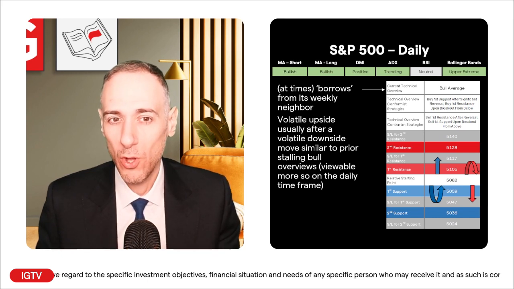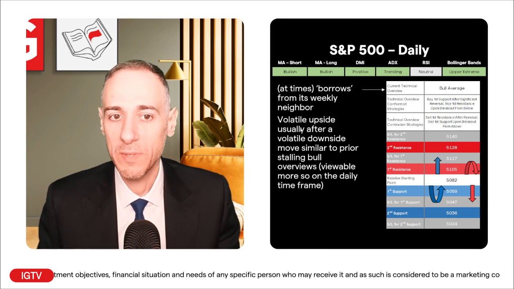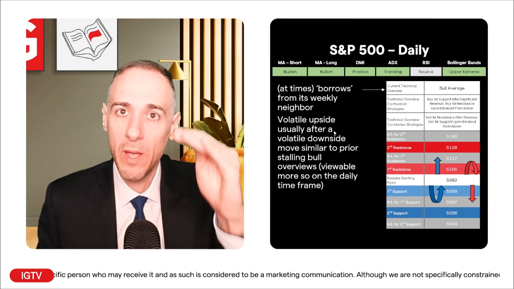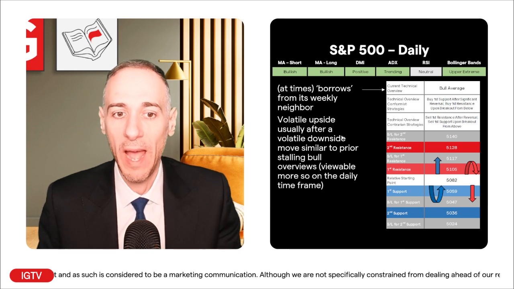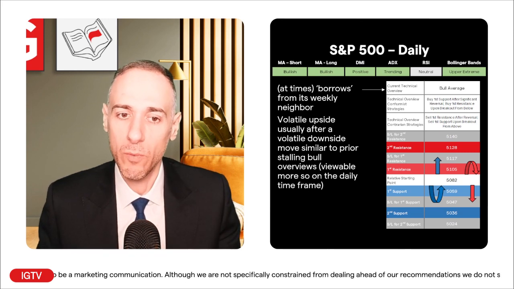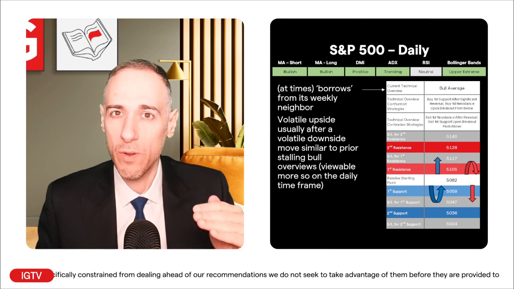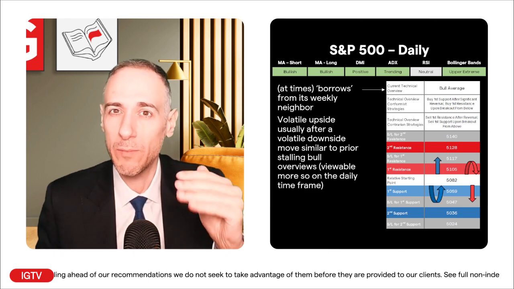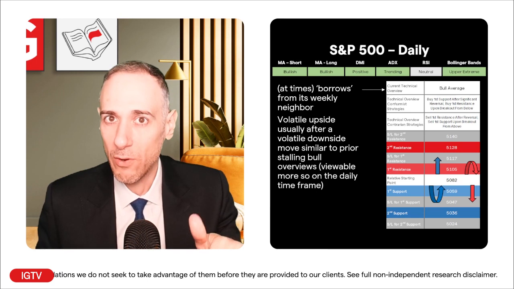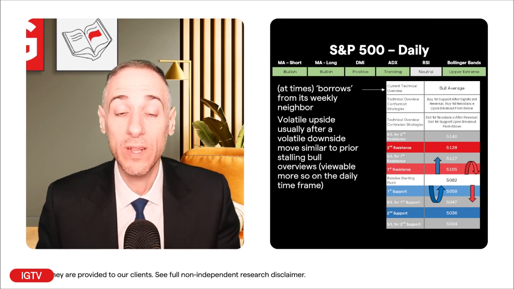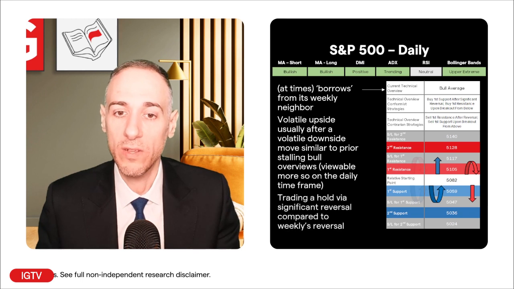But a lot of times what you'll notice is that you'll get some volatile upside movement, usually after a volatile downside move. So it kind of creeps up, big move, and then a big move that might come afterwards, prior to what you might see in a stalling bull overview. It's usually more viewable on a daily time frame because on the weekly, you're just seeing it creeping up, slowly moving up. So you're not going to see this volatile down and then volatile up again. It's just sort of happening with a bit more consistency on the weekly time frame, which is why it's something you'll have to notice on the daily time frame.